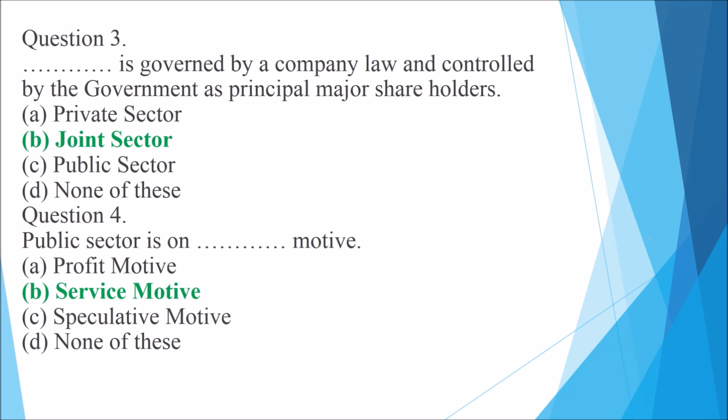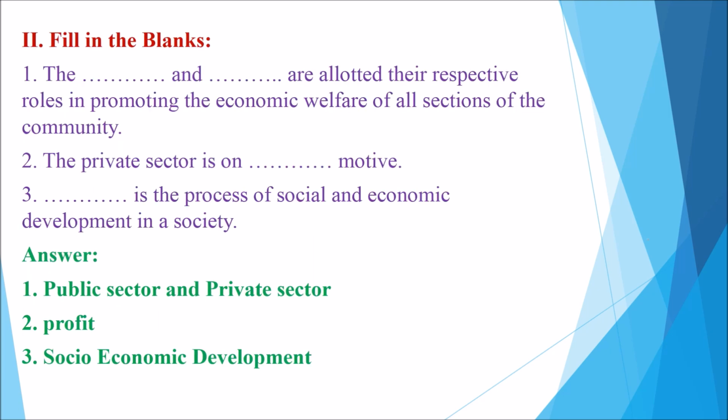Question number 4. Public sector is on dash motive. Option A profit motive, option B service motive, option C speculative motive, option D none of these. So the correct answer is option B service motive. Roman letter 2. Fill in the blanks. Question number 1. The dash and dash are allotted their respective roles in promoting the economic welfare of all sections of the community. So the correct answer is public sector and private sector.